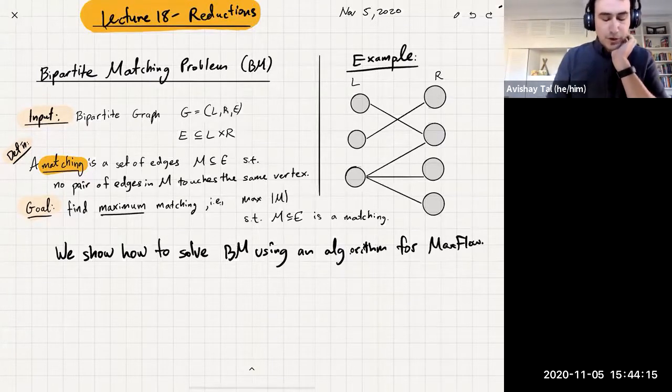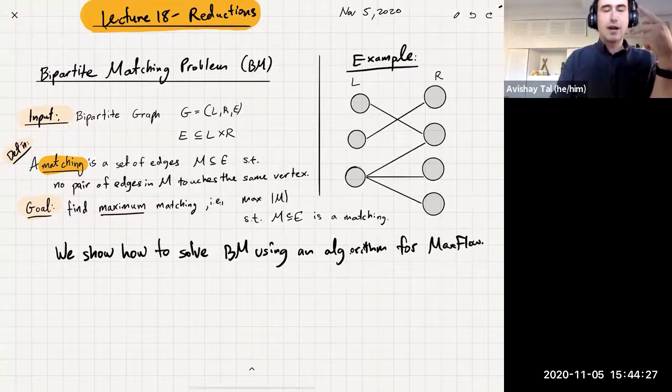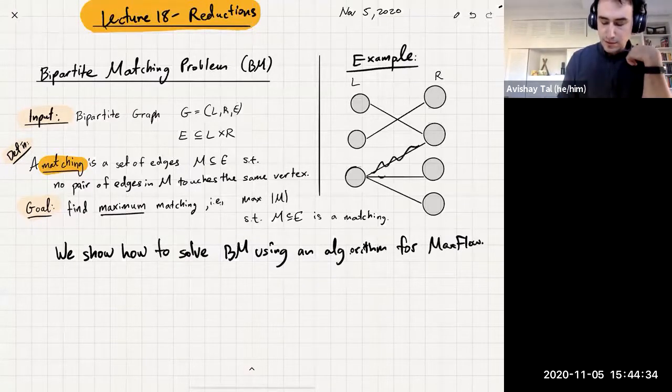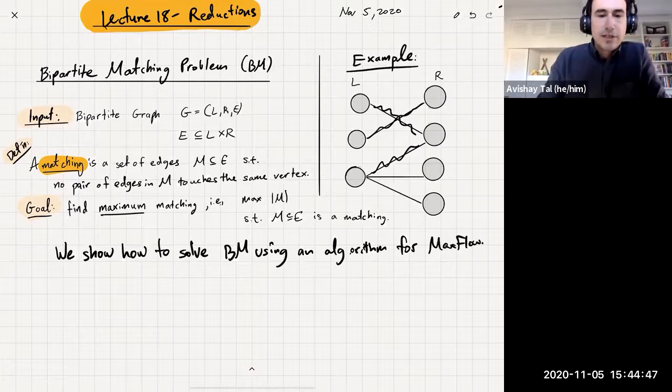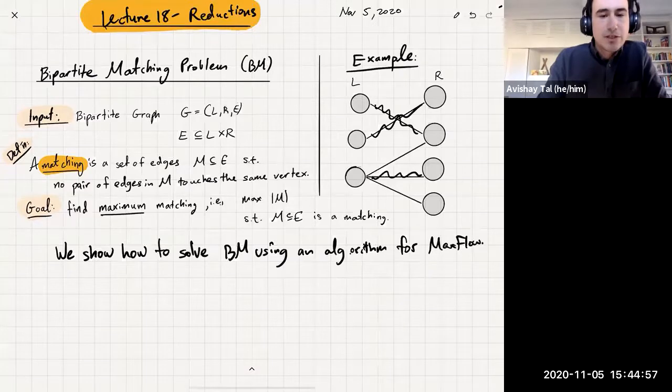And what are we looking for? We're looking for a matching in this graph. What is a matching? It's a set of edges, which we denote by M, a subset of all the edges in this graph, such that no 2 pairs collide. So no 2 pairs touch the same vertex. For example, this thing is not a matching because we have here 2 edges that touch the same vertex. But this thing is a matching, right? Because every vertex touches at most 1 edge.